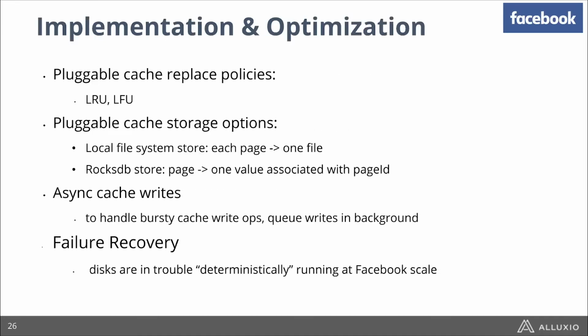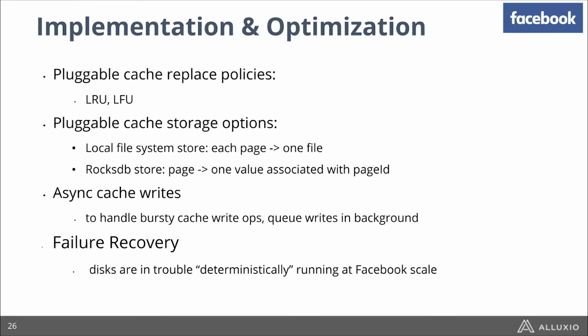In addition, we also introduce pluggable cache policies, including LRU as the default and LFU as optional. This cache library supports different storage engines, including simply using a local file system as the storage engine, but also a more advanced storage engine based on RocksDB. We also provide an async cache write feature to help Presto handle bursty cache inserts. This queues the cache inserts and runs them in the background.